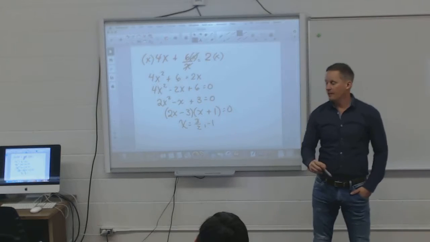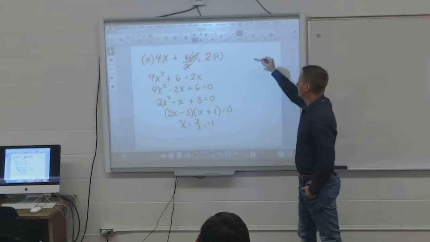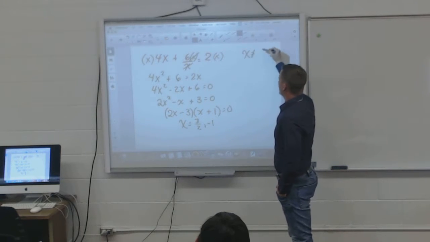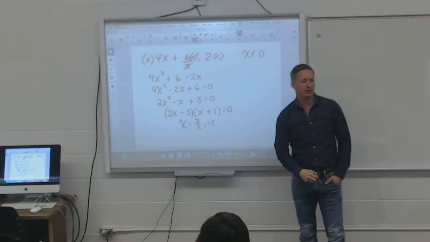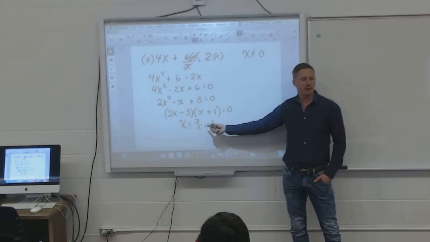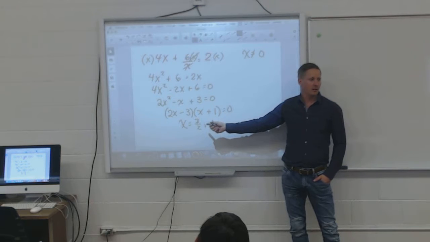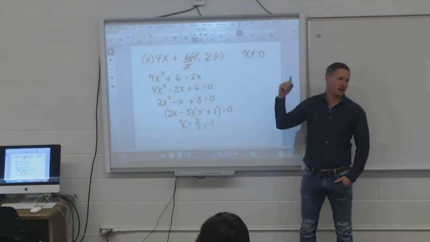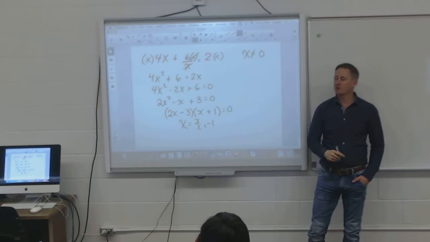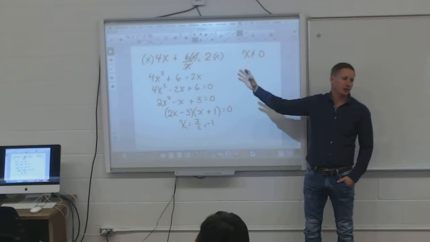Okay? Again, I also have to have this down at the top as well. X can't equal 0 is my restriction. Because if it came out down here as this being 0, it can't be a part of the solution because I already said it can't equal that. Okay, so that's a very basic question.